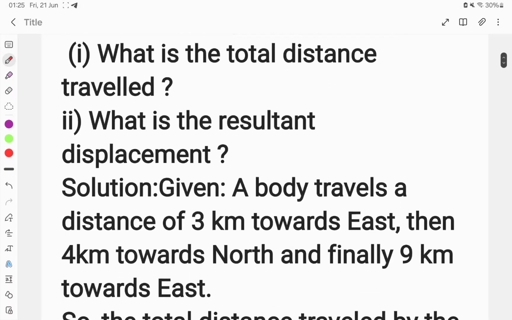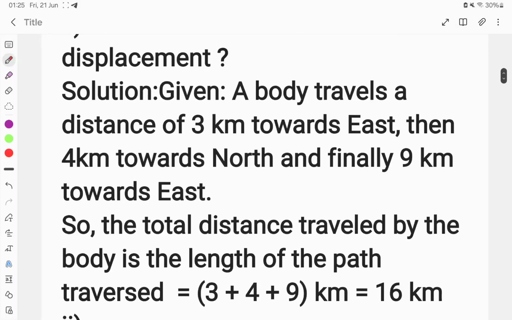So simply the solution is that given a body travels a distance of 3 km, first 3 km towards the east, then towards the north, which is equal to 4 km, and finally 9 km towards east.